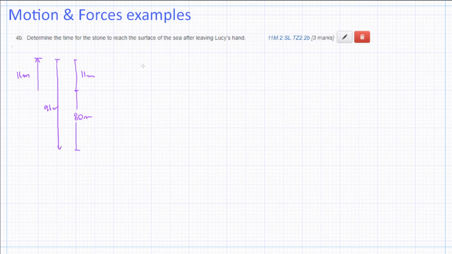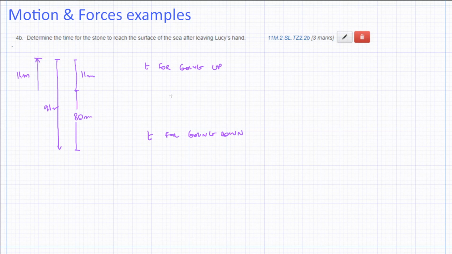So this is actually fairly simple. We can split this into two different motions. The first one, which is upwards, the second one, which is downwards, and we find the time for each one. So t for going up and t for going down. And then we can just add those times. So how much time does it take for the stone to reach its topmost position?